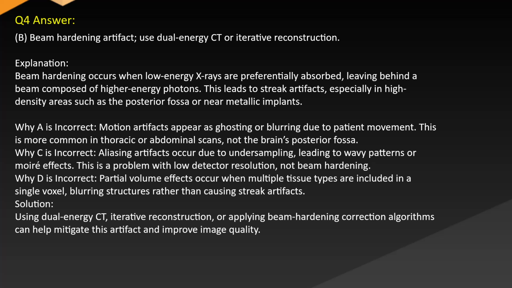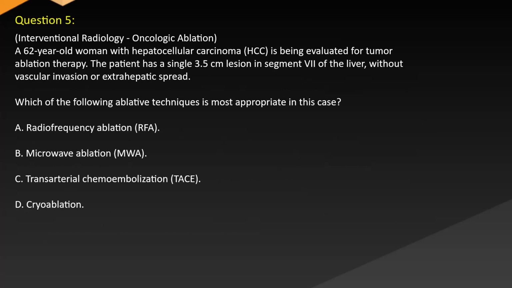Why D is incorrect. Partial volume effects occur when multiple tissue types are included in a single voxel, blurring structures rather than causing streak artifacts. Solution. Using dual energy CT, iterative reconstruction, or applying beam hardening correction algorithms can help mitigate this artifact and improve image quality.